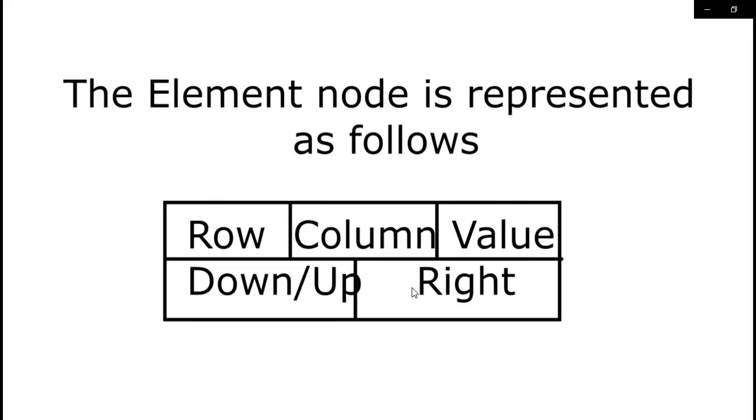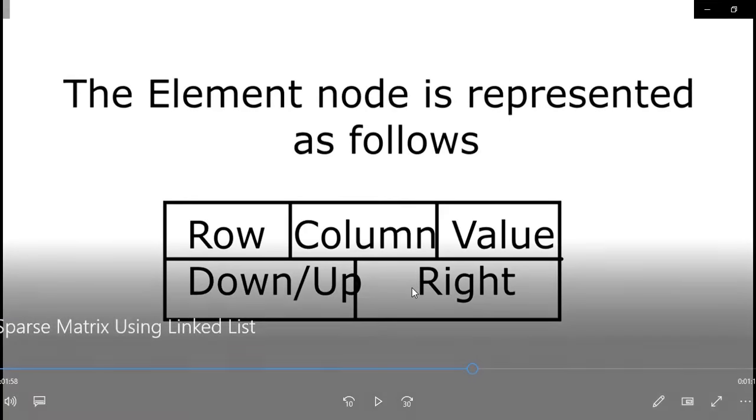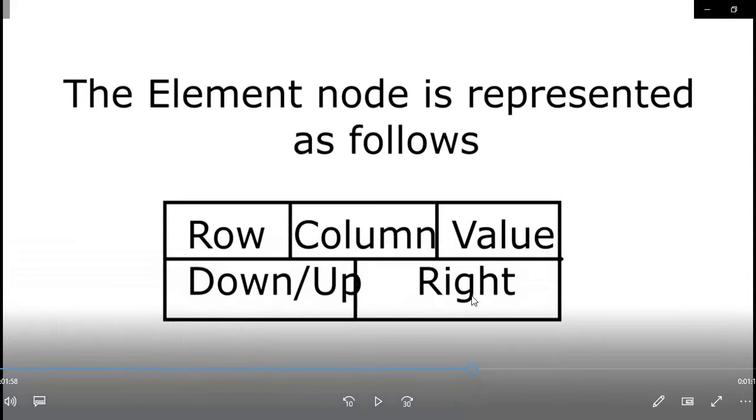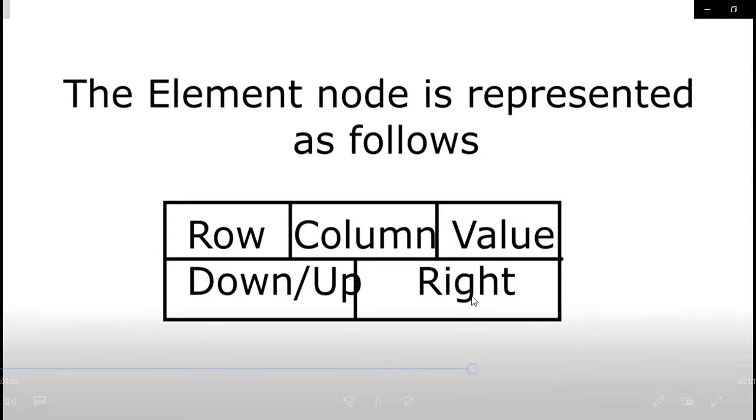So the element node will have row, column and value, meaning this is taken from the triplet table only: row, column and value. So what is the non-zero value? It is at which row and which column, so that entry. And again it will have these two pointers to point to the down element and to the right element, if any. Just remember this format, you will come to know how it is represented.